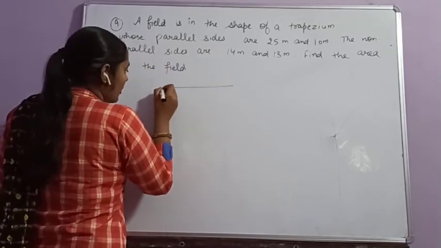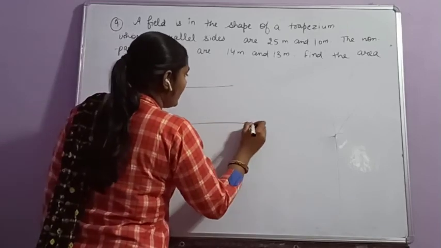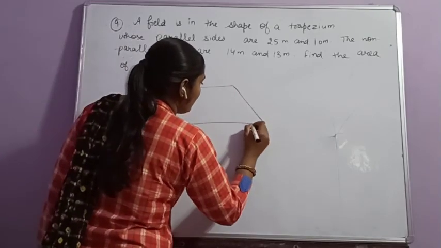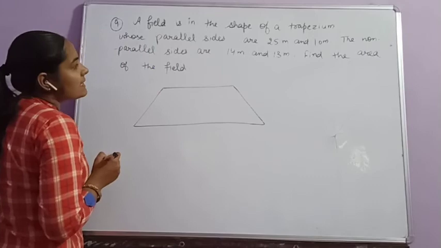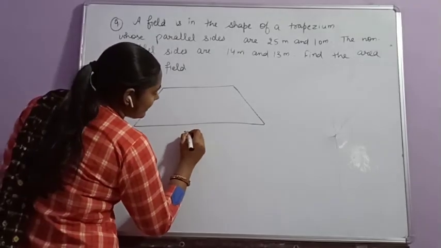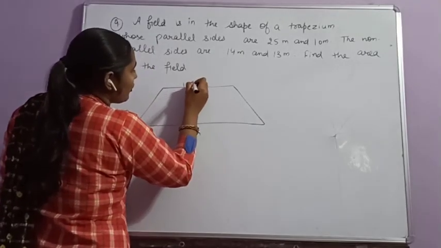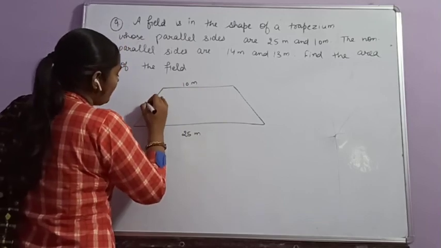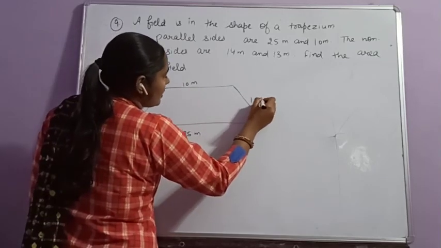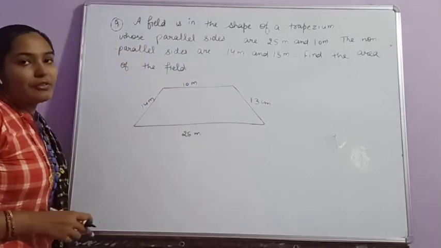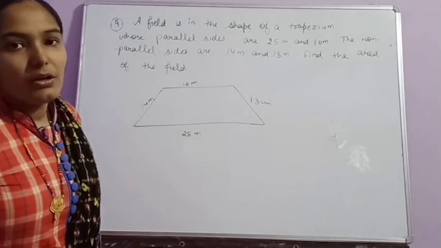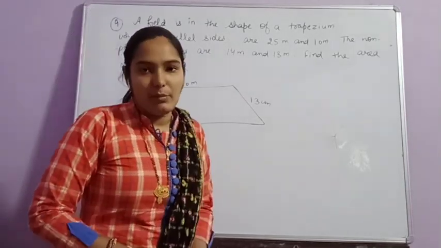Its figure can be drawn as a field in the shape of a trapezium with parallel sides 25 meter and 10 meter, and non-parallel sides are 14 meter and 13 meter. You have to calculate the area of that trapezium field. Okay, and write the answer in comment box.